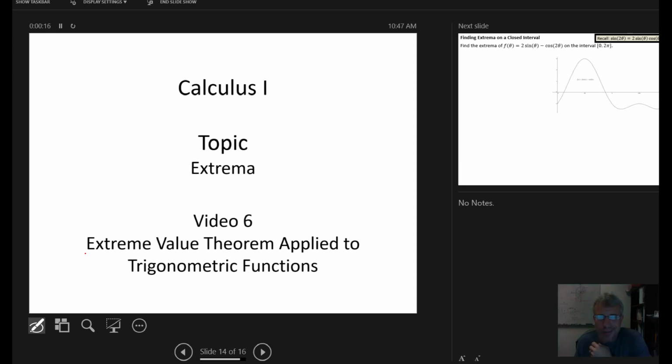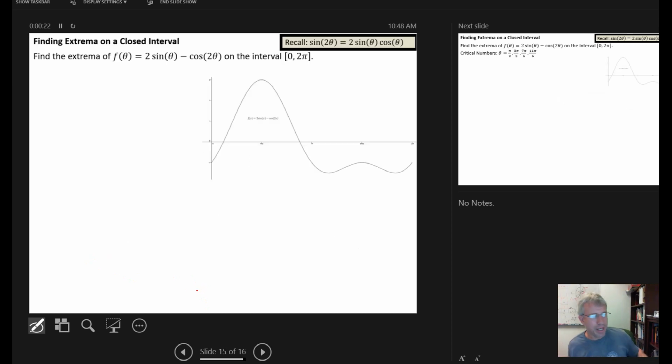So in this video, we're going to look at the extreme value theorem applied in a case where we have trigonometric functions. And this will be the most complicated of the examples that we've looked at. So again, when we're looking for extrema, the largest and smallest outputs of a function using the extreme value theorem, we're working over a closed interval. We have to define a closed interval over which we're interested in finding the extrema.